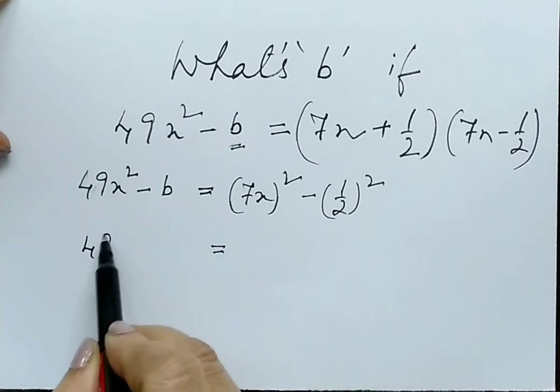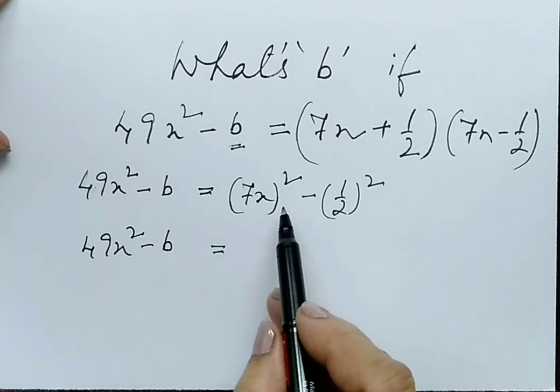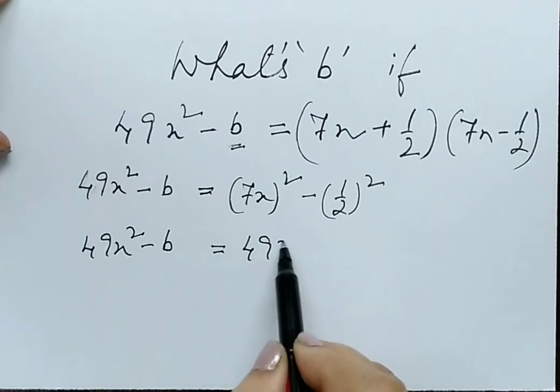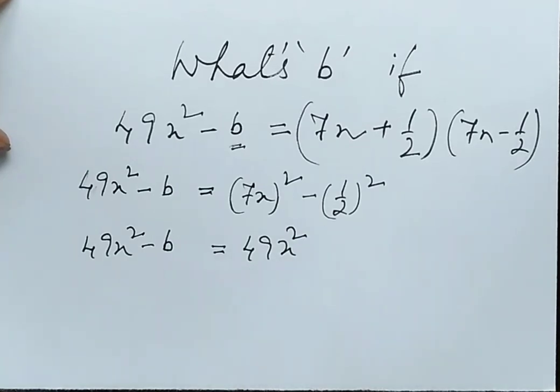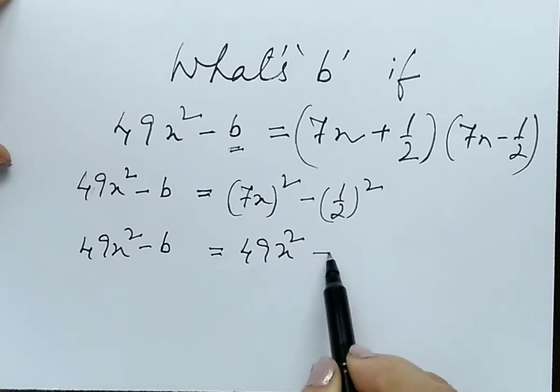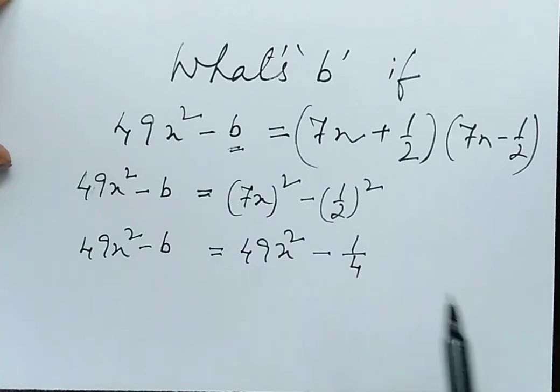This one doesn't have much to do. We need to only copy here. 7 into 7 is 49 and x squared here. Now wait students, there are two ways of doing it, so I will be doing a much simpler way for your ease. So half into half is 1 by 4, correct?